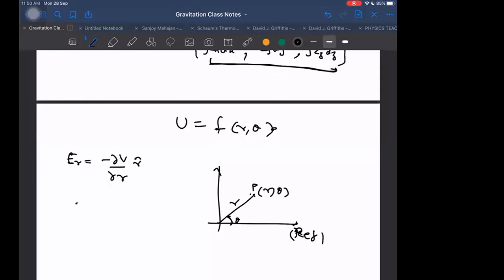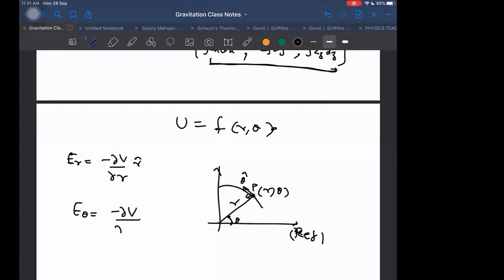Then it will be like this. What will be E along theta? E along theta will be minus of del V by, and the theta cap direction is this. This is the theta cap direction, perpendicular to r cap. It is tangent. Assume it to be moving in a circular path. That way we can think.